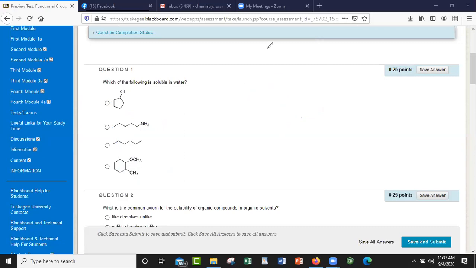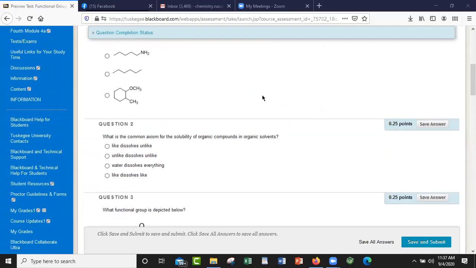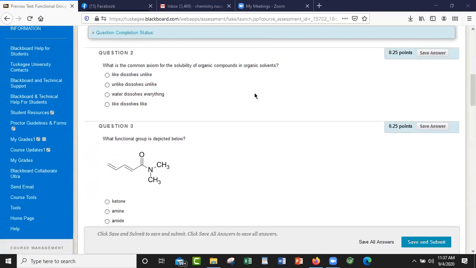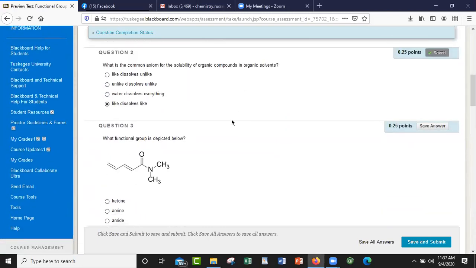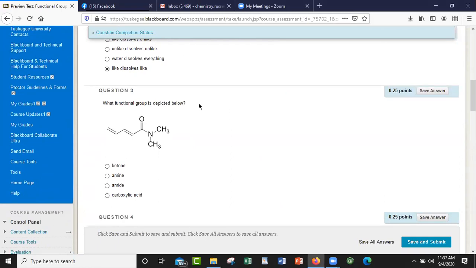Let's go to the next question. The next question says, common axiom for the solubility of organic compounds and organic solvents. What did we just say? Like dissolves like, right? I'm going to go ahead and put the answer in too. Like dissolves like. What functional group is depicted below?